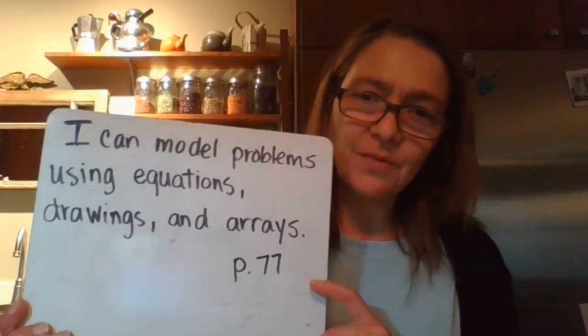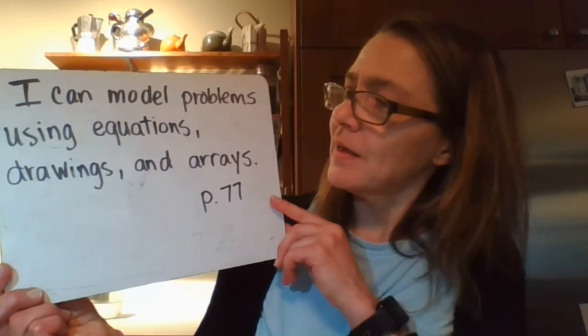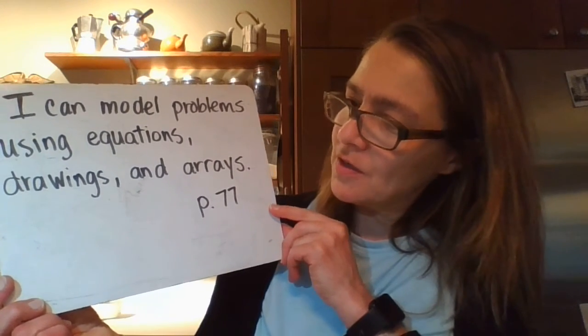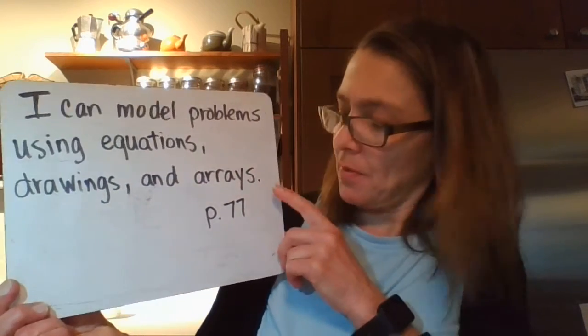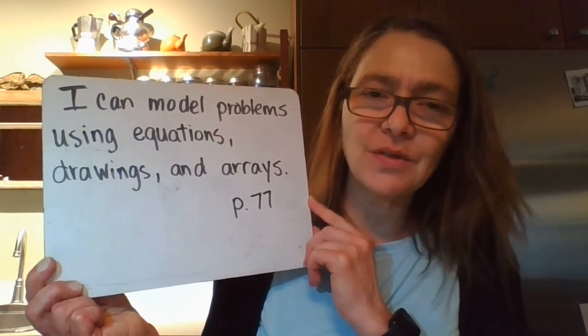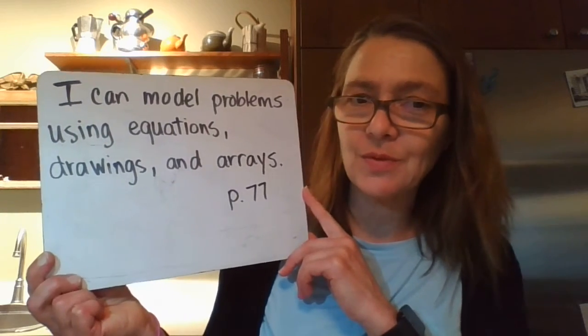In this case, you are going to be learning about models to draw what is happening in a problem, and then to write an equation to think about how to solve it. All right, so let's get started. The I can statement is at the top of page 77, and I'm going to read it for you, and you can read along at home. I can model problems using equations, drawings, and arrays. Remember, we've been studying about arrays and using arrays to solve problems.